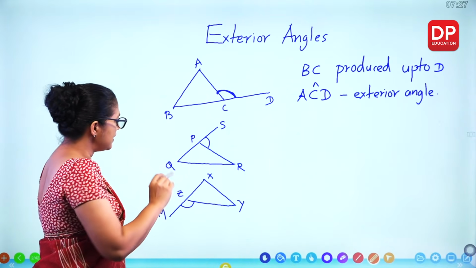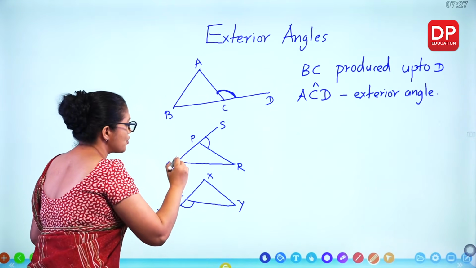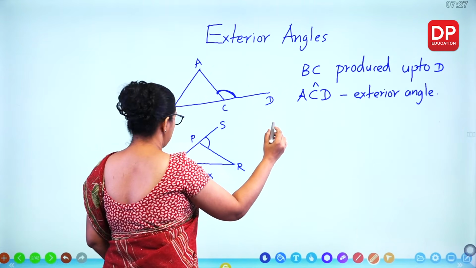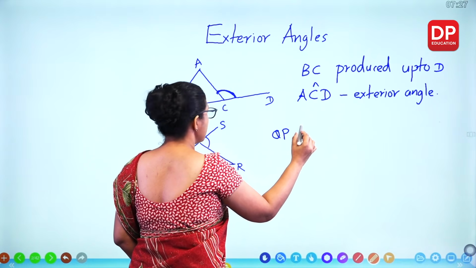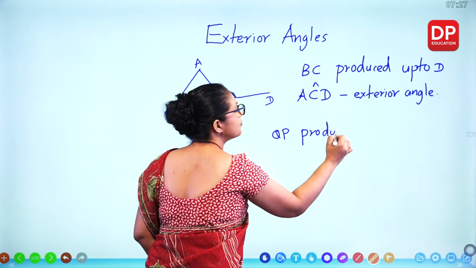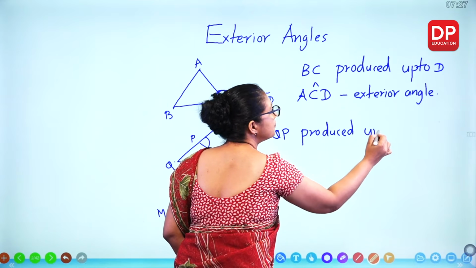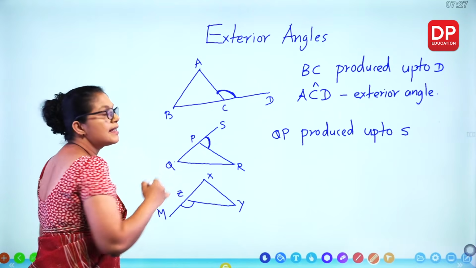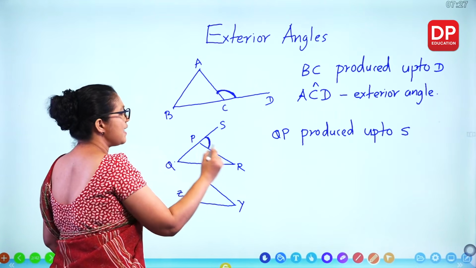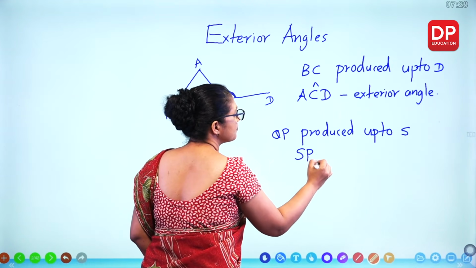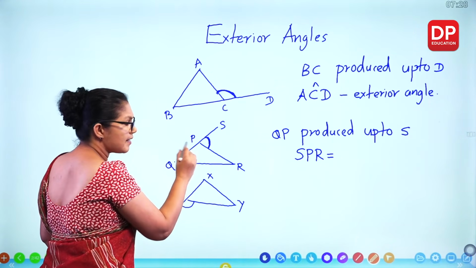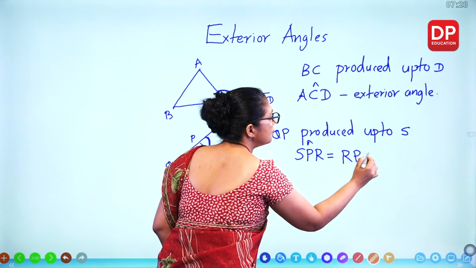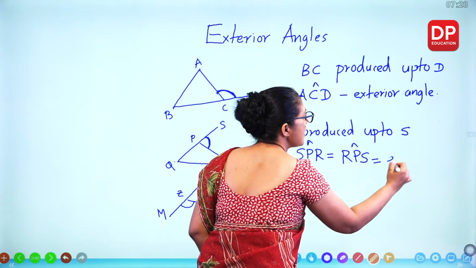Now in this triangle, I produced QP up to S. So here QP produced up to S. Then this angle we call the exterior angle. So SPR. Or I can write the other way around as well, RPS. That's the exterior angle.